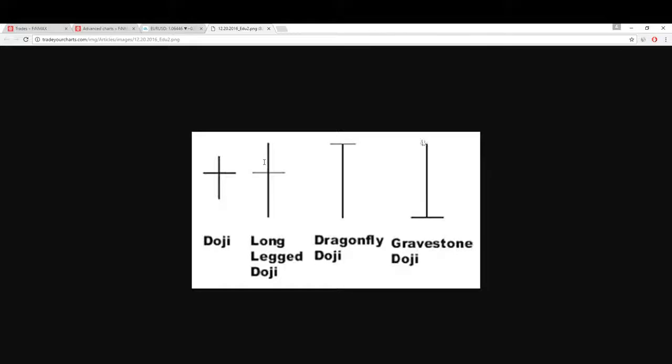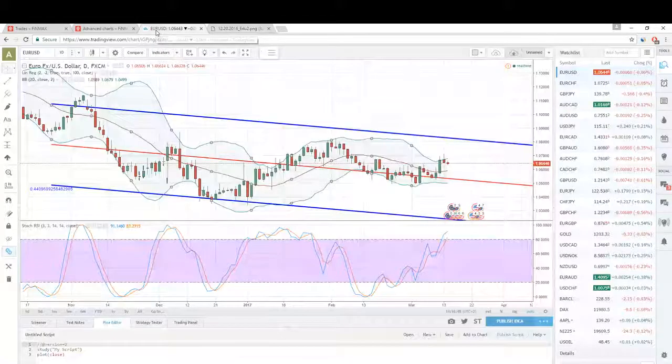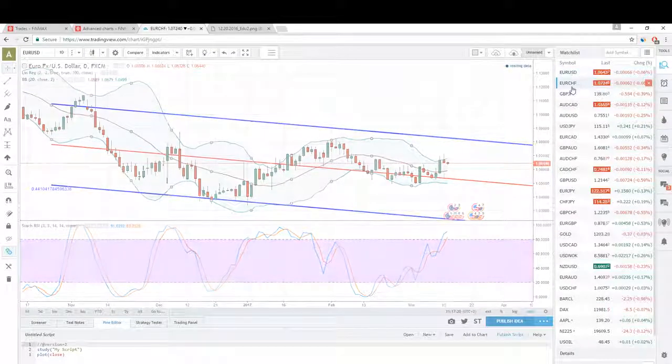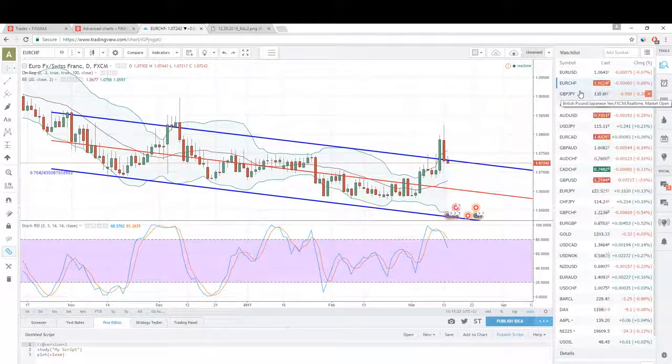And the last doji that I wanted to talk about today is the gravestone. Well, I believe it's easy to understand why it was called so. It's almost the same as the dragonfly, but it appears, and should be taken into consideration, at the uptrend. So let's search for the tombstone.